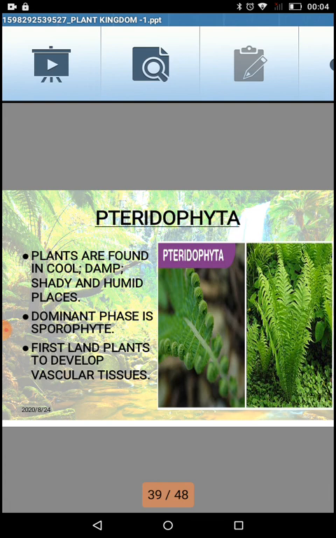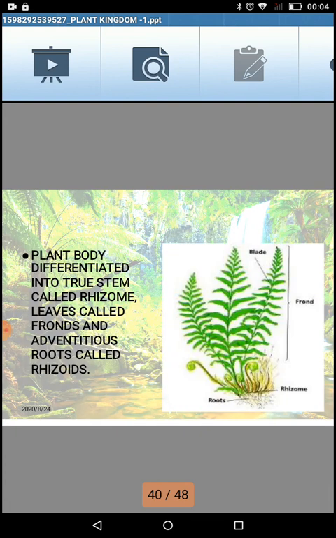So their dominant phase is the sporophyte, and they are the first land plants to develop the vascular tissue, that is xylem and phloem. Let's move ahead. When we talk about the morphology, these plants have root, stem and leaf. Here we don't say root-like structure, stem-like structure, leaf-like structure. They have roots which are very fine, an adventitious kind of root system. When we talk about the stem in Pteridophyta, stems can be erect, they can be straight, or even they can be subaerial.